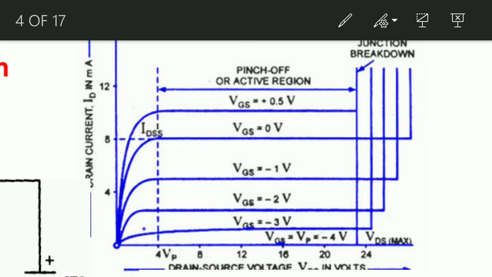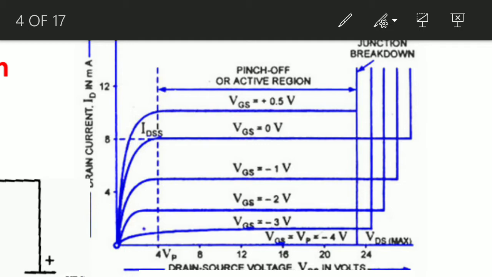Next important one, the breakdown region. What is the breakdown region? With further increase of the drain source voltage VDS, the voltage across the JFET becomes constant and the current values increase drastically. This region is your breakdown region. So don't operate the JFET in the breakdown region. This is an important one.